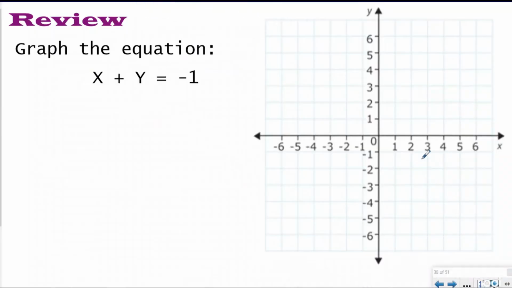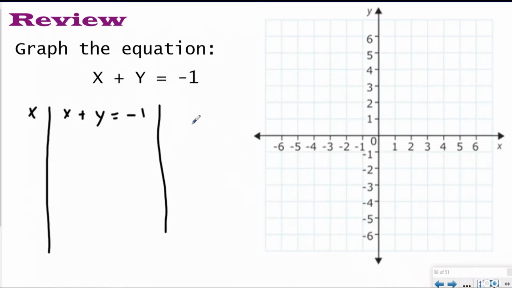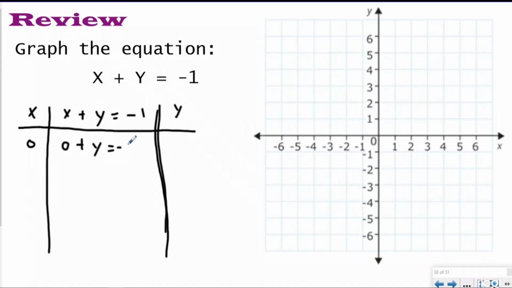So if you take a look at this one we did last lesson, you remember that we had to make our ordered pair chart, right? And we had to put our equation in. Let's say I wanted to make x 0, what would y equal? You had to solve for when x is 0, what y would equal. So for this case, y would equal -1, and then you had to come over here and graph that, right?